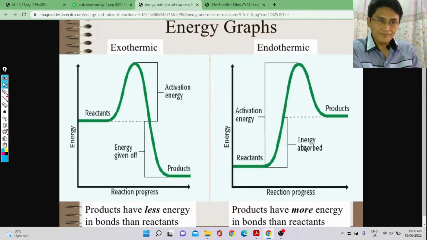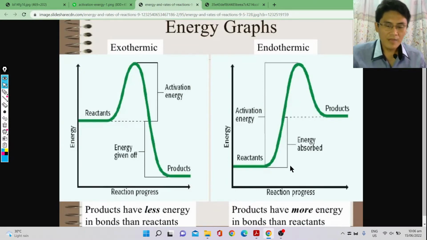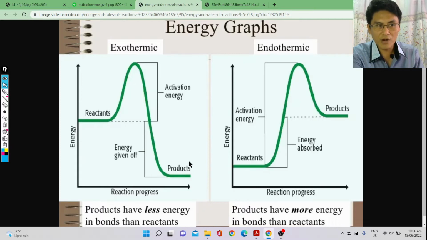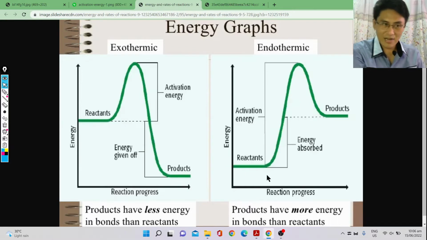Now, how does this relate to the collision theory? It's the same thing, right? So the particles still collide. It's just that the bonds of the reactants have more energy than the bonds of the products in an exothermic reaction. But in an endothermic reaction, it's the opposite. The bonds in the reactants have less energy than the bonds in the products.